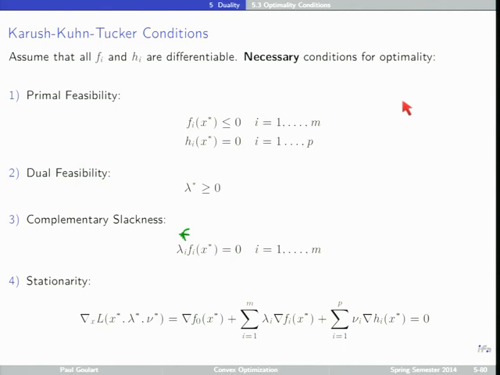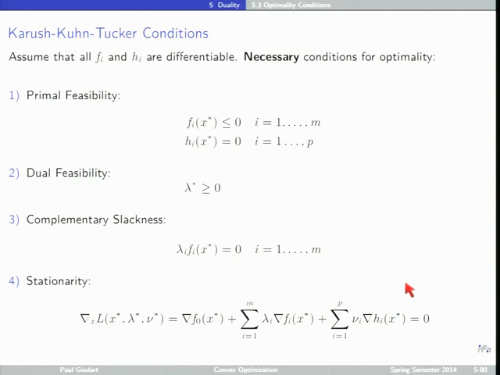And if you do find such a point, then you at least have some hope. It's not guaranteed, but you have some hope that it's optimal because these are necessary conditions. They're not sufficient conditions. So for a non-convex problem, there may be other points that satisfy these conditions which are not optimal points. This would happen, for example, if you have a problem with a local optimizer. A local optimizer might satisfy these conditions.